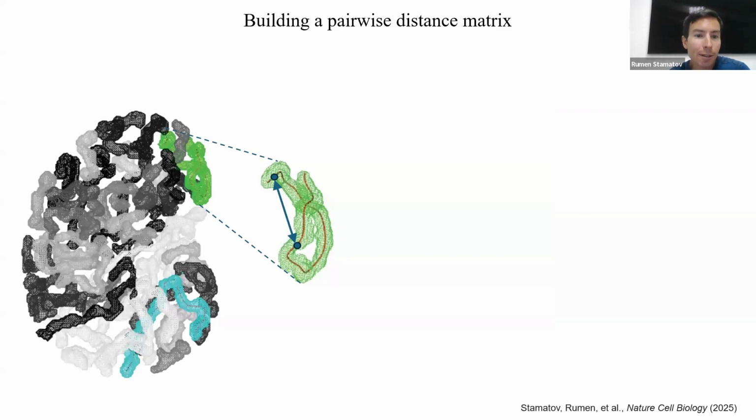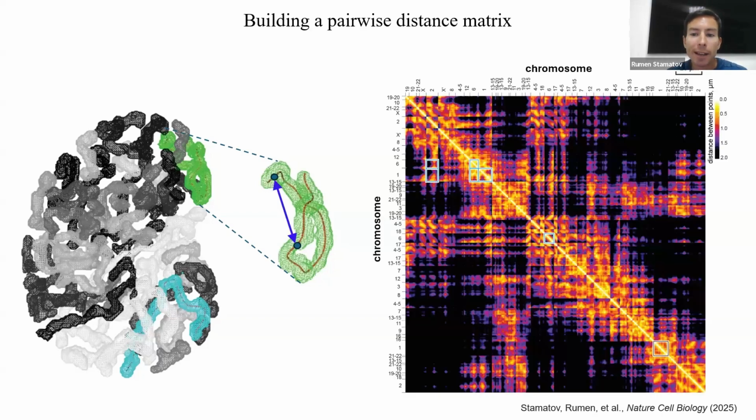Talking about distances, we were also interested in looking at the distances not just between chromosomes, but between different loci on the same chromosome. So what we did was, for each chromosome, we fit a center line, again by using that software that I showed you before. And then for each pair of points on this line, we can measure the distance. And what's more, we can also measure the distance between each point on one chromosome and every other point on different chromosomes.